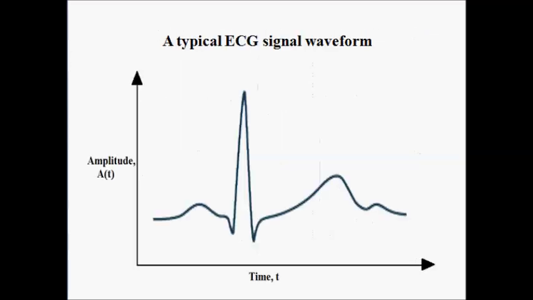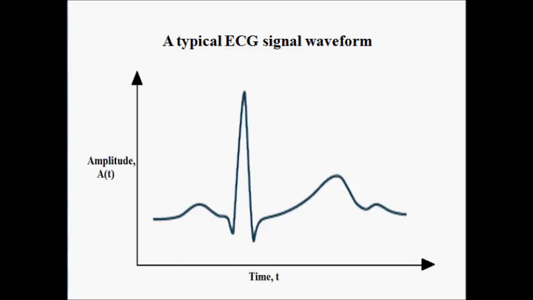Here also is an ECG signal waveform. ECG is the electrocardiogram signal, which is the waveform of the electric potential generated by the cardiac cells, the cardiac muscles in our heart. It is the pattern of that ECG signal. Here also the signal amplitude is a function of only one independent variable, which is time.